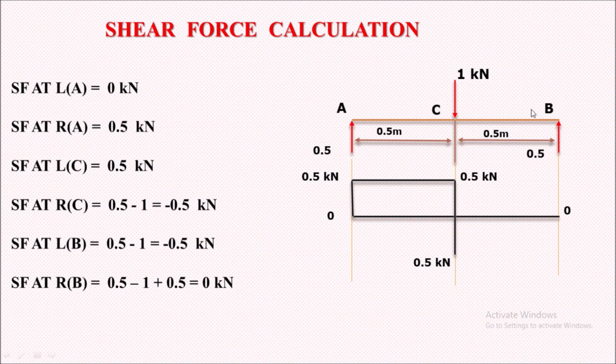Now we'll consider the shear force at point B to the left. It will remain the same value, minus 0.5 kN, and to the right, we have the two upward 0.5 kN loads and the negative load, minus 1. On solving, we'll get 0 kN. In this way we can draw the shear force diagram. So this is the flow of your shear force diagram.